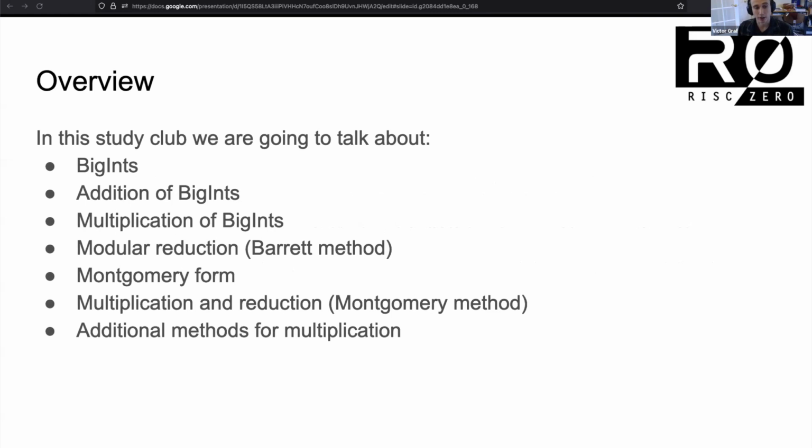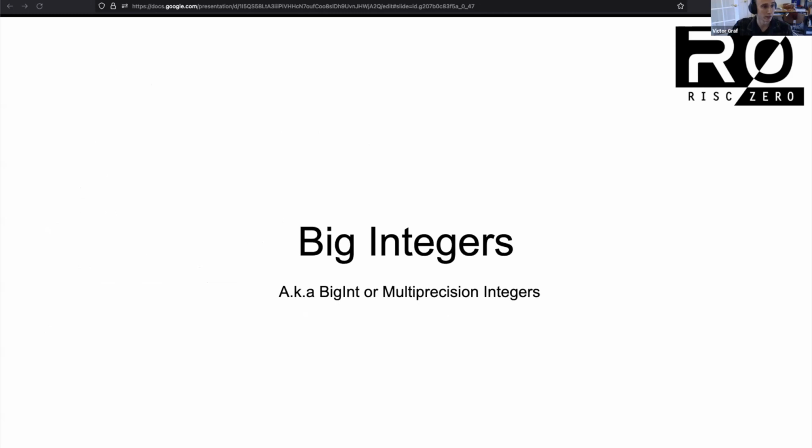We're talking about two different methods of doing modular reduction and when you might want to use each of those. And we'll also talk about some additional forms of multiplication, like Karatsuba multiplication and Toom-Cook, that you might use in certain circumstances, but aren't so common in the cryptography we see in the zero knowledge proof field. So let's start by talking about big integers.